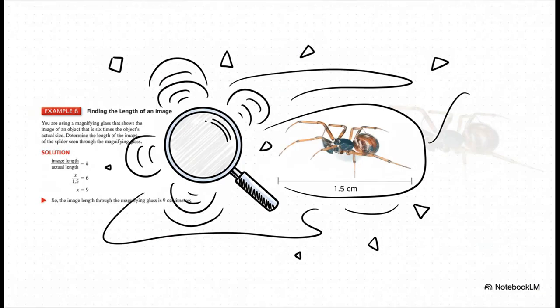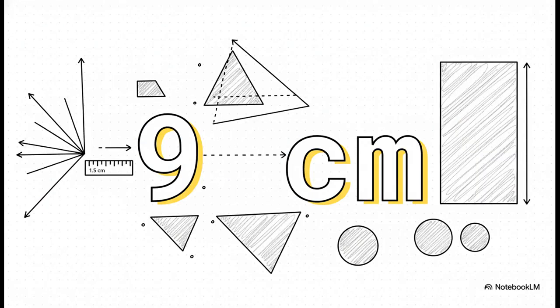Take a look at this. A magnifying glass is a perfect, everyday example of a dilation. So in this case, the image of the spider we see is 6 times its actual size. In geometry terms, what's our scale factor, k? Yep, it's 6. So if the real spider is 1.5 centimeters long, how long do you think the image is? You just multiply. It's that simple. 1.5 centimeters times our scale factor of 6, and that gives us an image that's 9 centimeters long. See? A real-world dilation right there in front of you.